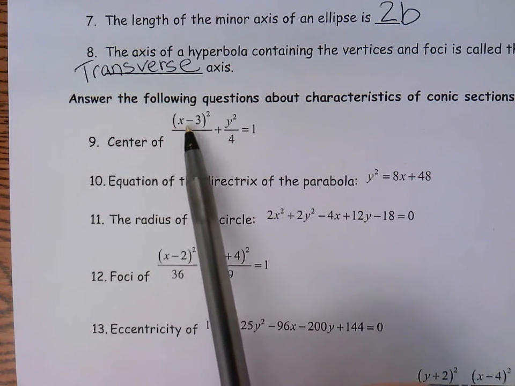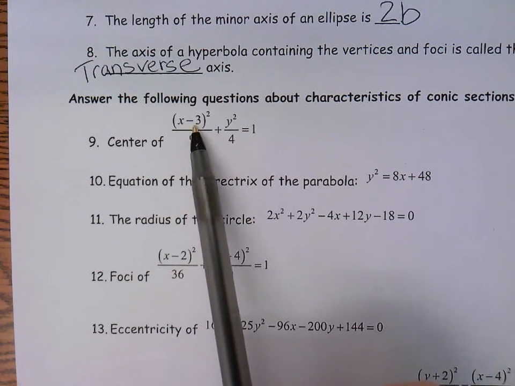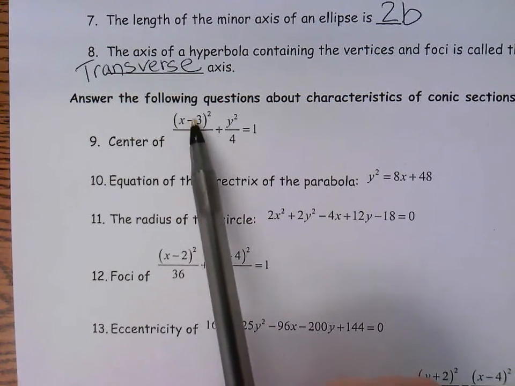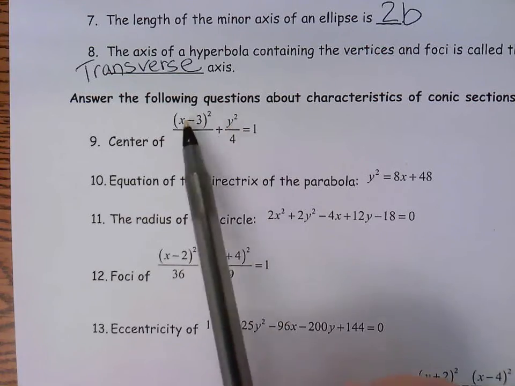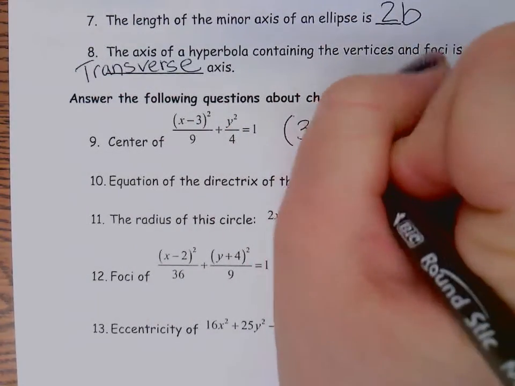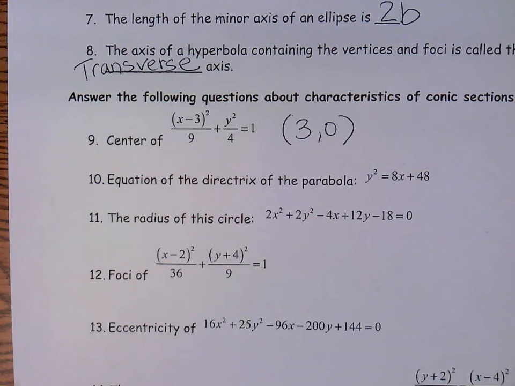How do I find the center? The same way I do for circles. So this is going right 3 because it's x minus 3, and it's not going up or down at all. So the center would have to be at (3, 0). And hopefully center is something that you can find very easily because you've done it the same way for all of the conics.